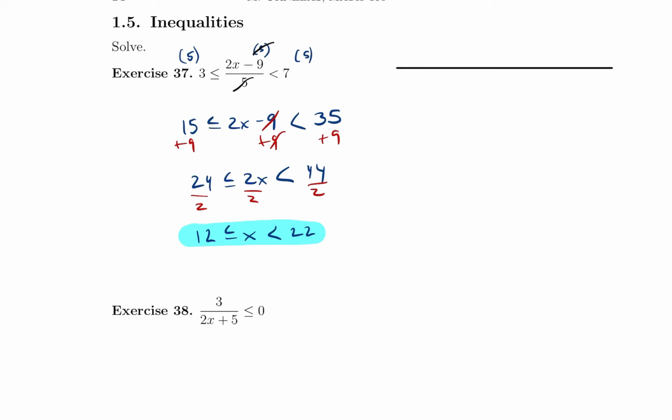You draw a number line, 12 on the left because that's smaller, 22 on the right, and the less than or equal tells you that that should be a closed circle, so closed circle there. And the less than on the right side tells you that should be an open circle. And this inequality says that the solution set is all the numbers that are between 12 and 22. So that would be everything in between.